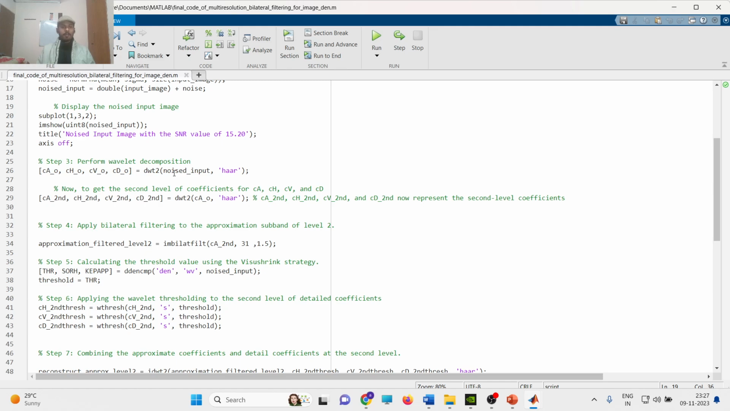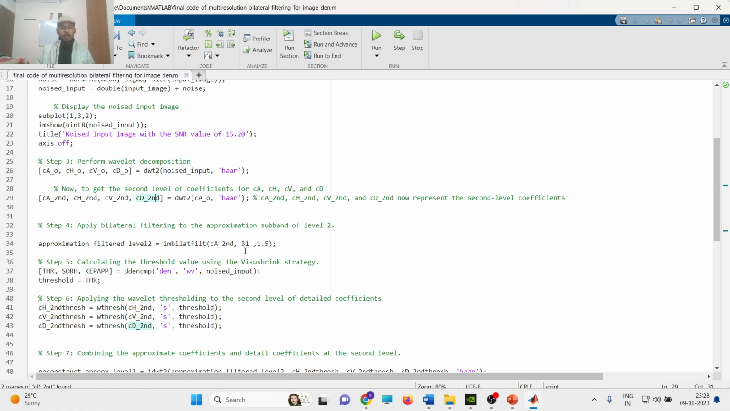Then we take the wavelet transform of the noisy image and get the first level of approximation and detail coefficients. Then we take the second level of wavelet transform of these approximation coefficients and get the second level of approximation and detail coefficients. Then, as discussed, we are going to apply bilateral filtering to the approximation and thresholding to the detail.